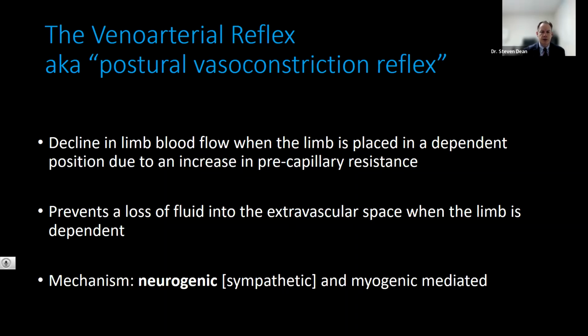But let's say it's functional. How does a functional veno-arterial reflex work? Well, first of all, when your limb is placed in a dependent position, the blood flow should decrease. And that's due to an increase in the precapillary resistance. And this precapillary resistance prevents a loss of fluid into the extracellular space or the interstitium, again, when the limb is dependent. And mechanistically, this is driven by neurogenic, especially sympathetic impulses, and then secondary myogenic mediated vasoconstriction as well.